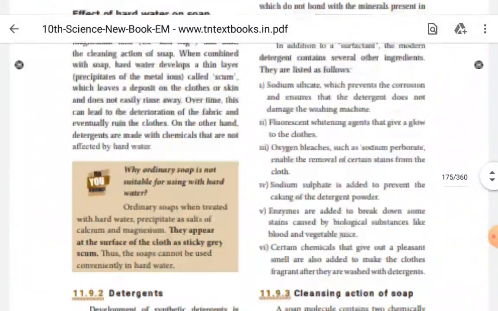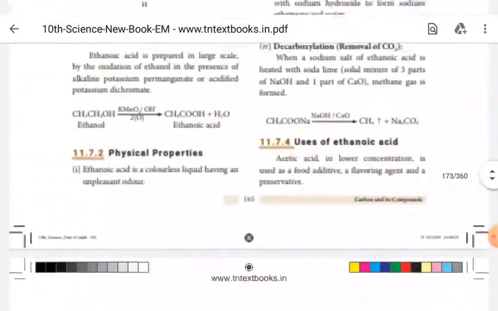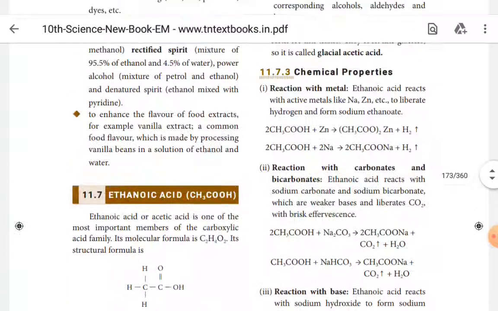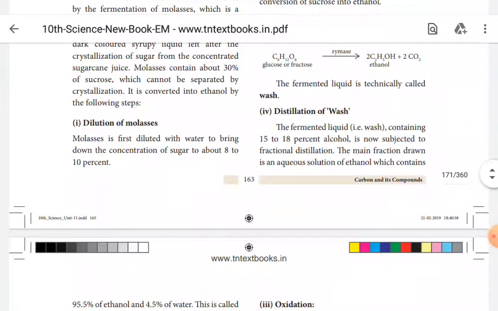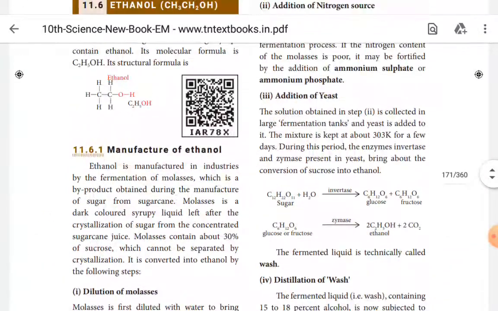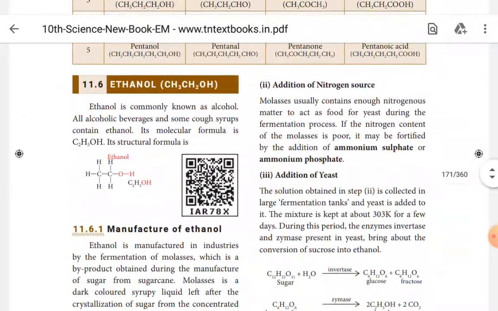number 163 of your science book. So first you have to know what is called ethanol. There are so many small questions here. What is the structural formula of ethanol? And sometimes you will be asked to write the structural formula.